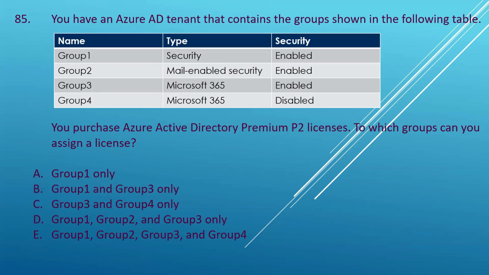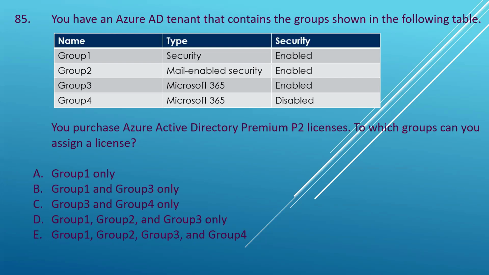And as the name indicates, for group 1, 2, and 3, the security is enabled, whereas for group 4, the security is disabled. You purchase Azure Active Directory Premium P2 licenses. To which groups can you assign a license? Your options are group 1 only, group 1 and group 3 only, group 3 and group 4 only, group 1, group 2, and group 3 only, group 1, 2, 3, and 4.